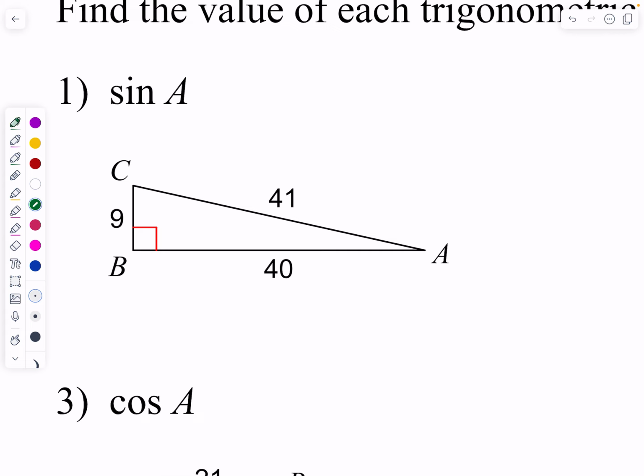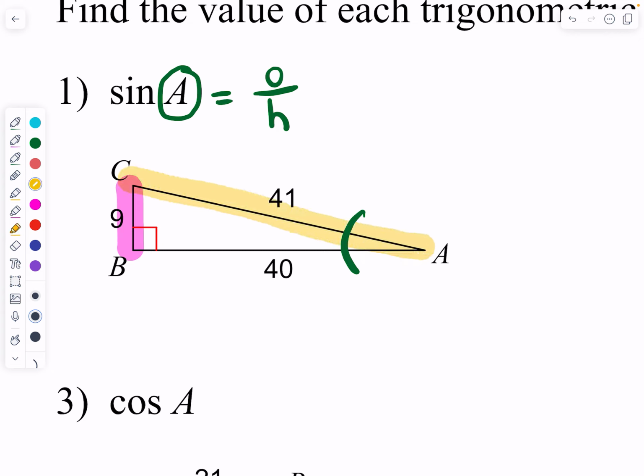So from A, let's mark A. Where is angle A? Angle A is right here. We know that the sine is going to be equal to the opposite over the hypotenuse. So we have three numbers. We have the 9, we have the 41, and we have the 40. We want to set up the opposite over the hypotenuse. So just like before, let's go from angle A. What is the opposite? From angle A, the opposite is 9.